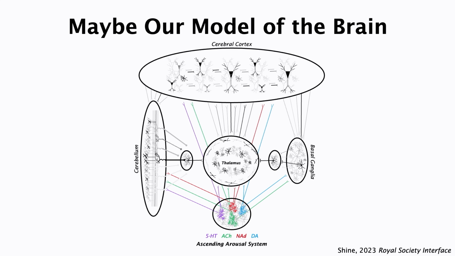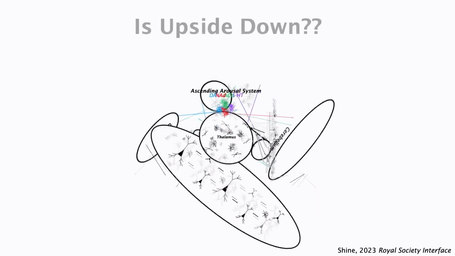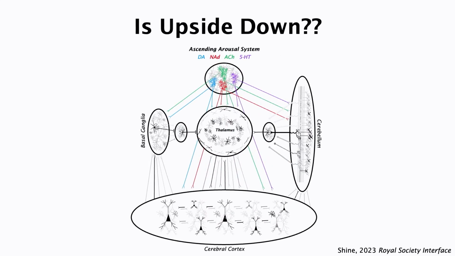But when you look at this graph for a little while, you start to wonder, maybe we've got it upside down. Maybe what we should be doing is thinking about the really evolutionarily ancient systems in the brainstem and the kinds of constraints that they impose on other circuits, and then thinking about the elaborations that come from that, which can still form the benefits for adaptive behavior.